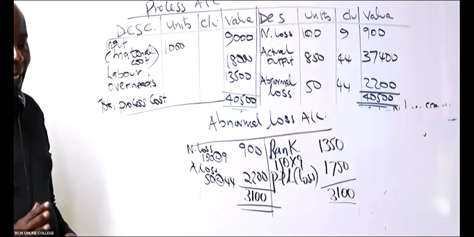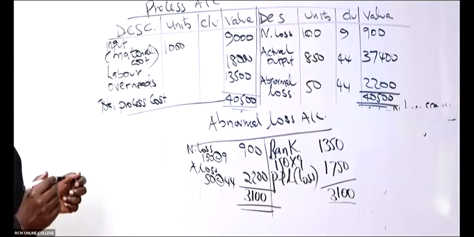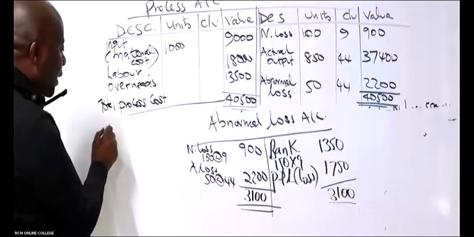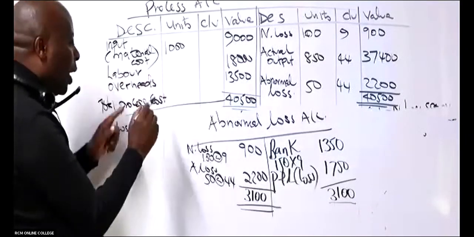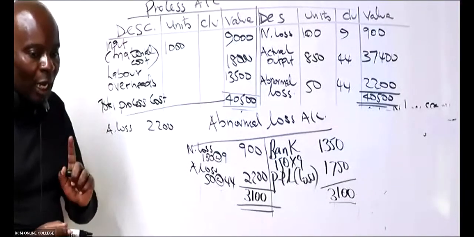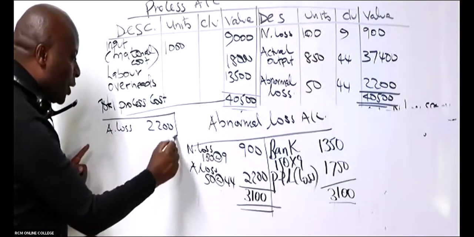The balancing figure is 1,750. I can justify this because, ladies and gentlemen, you can see the abnormal loss units are worth 2,200.